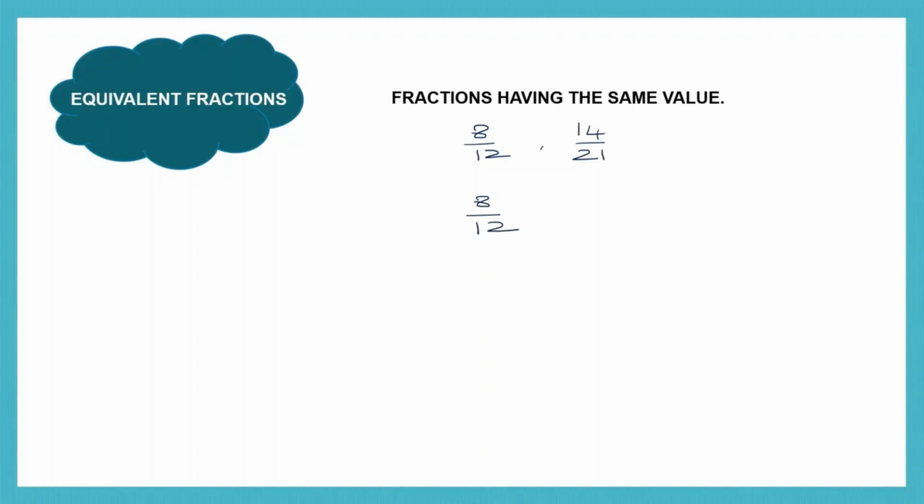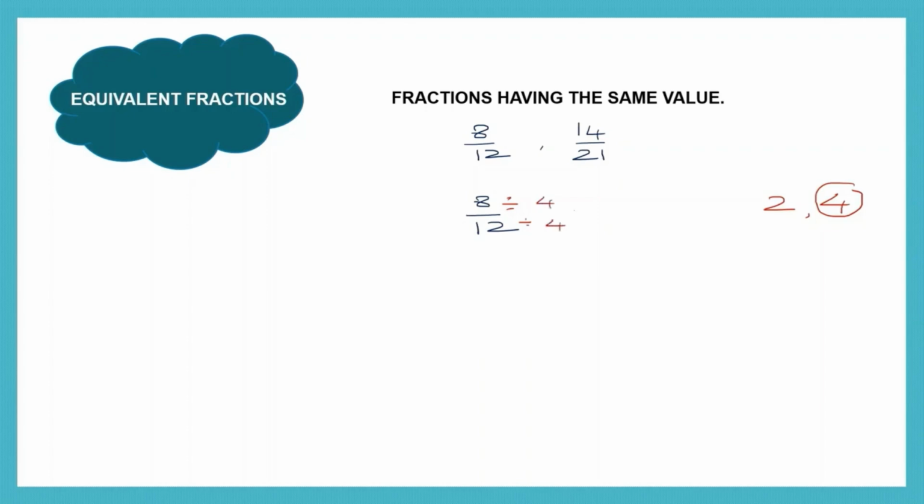Let's reduce it to the lowest term. Both 8 and 12 are in the tables of 2. They're also in the tables of 4. So both 2 and 4 are the common factors of 8 by 12. Let's use the highest common factor, that is 4. So we're going to divide both by 4.